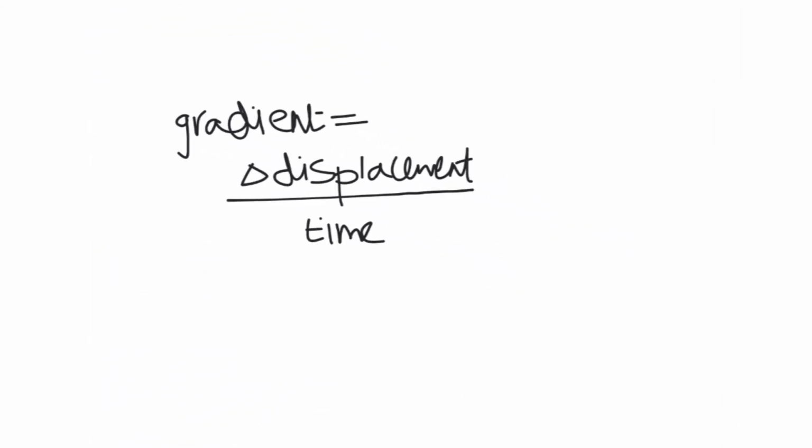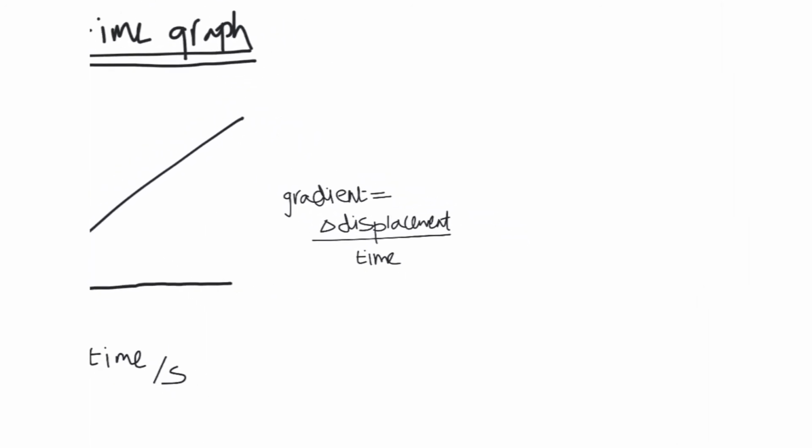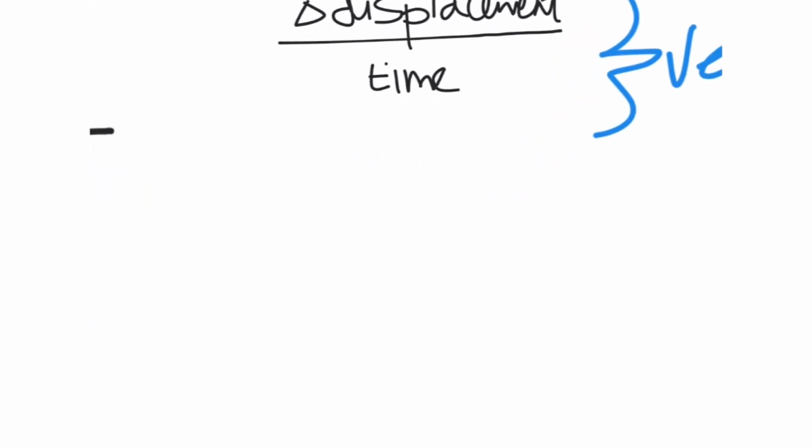and when we discussed velocity, we said that velocity is equal to displacement over time. So we can say that gradient over here is actually representing velocity. So this thing has to be noted over here, that gradient of a displacement time graph represents velocity.